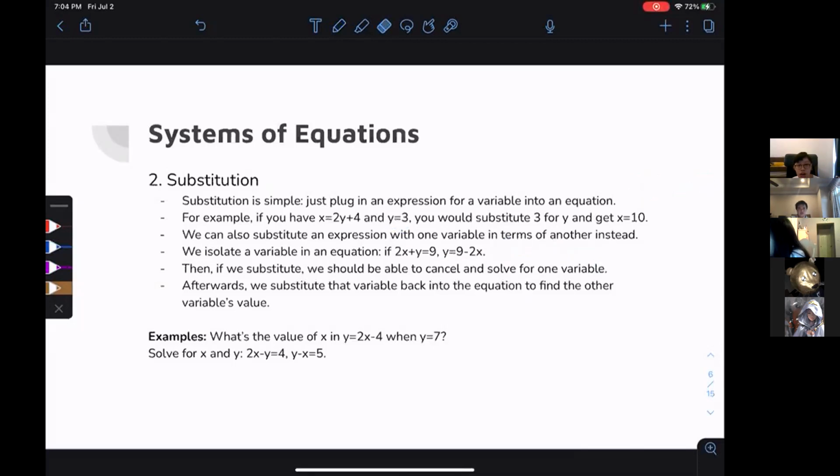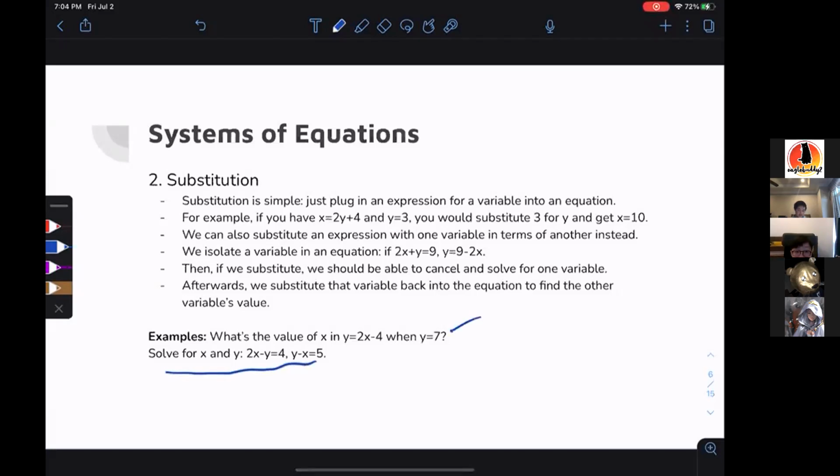And now for an example to see if you understand this, or two examples. What's the value of x in y equals 2x minus 4 when y is equal to 7? And then solve for x and y in this system of equations. This one is just more basic substitution, like what we talked about up here, while this one you have to substitute one variable in terms of another. I'll give you a couple minutes to work on these, and once you're done, you can just DM me your answer. If you have any questions, you can ask me or the TA, as I said before.